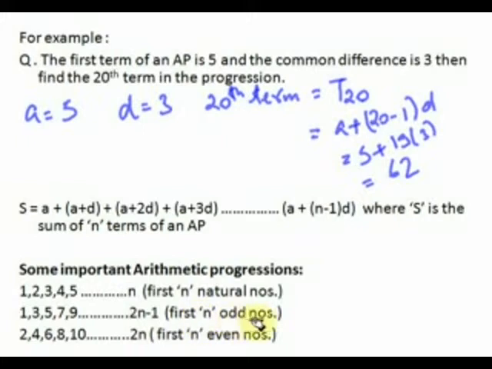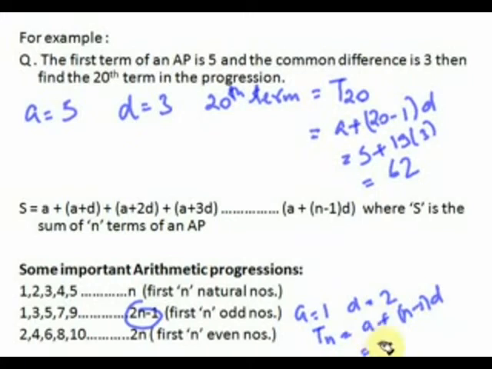If we take the first n odd numbers like 1, 3, 5, 7, 9 up to 2n minus 1, the first term is 1 and the common difference is 2. a is equal to 1 and the common difference is 2. Now if we have to find the nth term of the sequence, Tn is equal to a plus n minus 1 into d. The value of a is 1 and the value of d is 2. That is equal to 2n minus 1. Similarly, for the first n even numbers, the first term is 2 and the common difference is 2. The nth term will be equal to 2n.